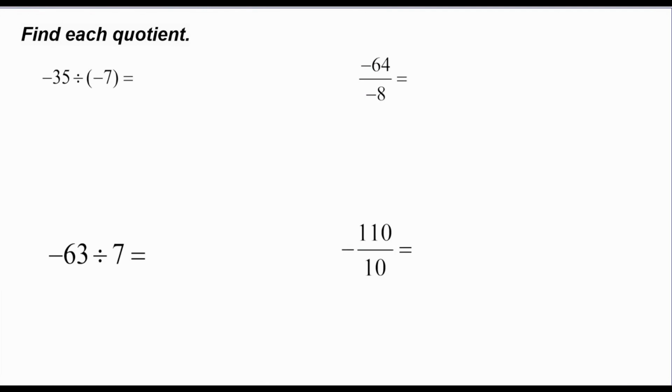So let's use what we've just discovered to find each quotient here. Let's divide these values. Negative 35 divided by negative 7. Well, 35 divided by 7 is 5, and since the signs are the same, it's going to be a positive 5. Next one, negative 63 divided by 7. Well, 63 divided by 7 is 9, and the signs are different, so this is going to be a negative 9. And then up here I have negative 64 divided by negative 8. The signs are the same, so that's going to be a positive 8, since 64 divided by 8 is 8. And then this next one, 110 divided by 10.